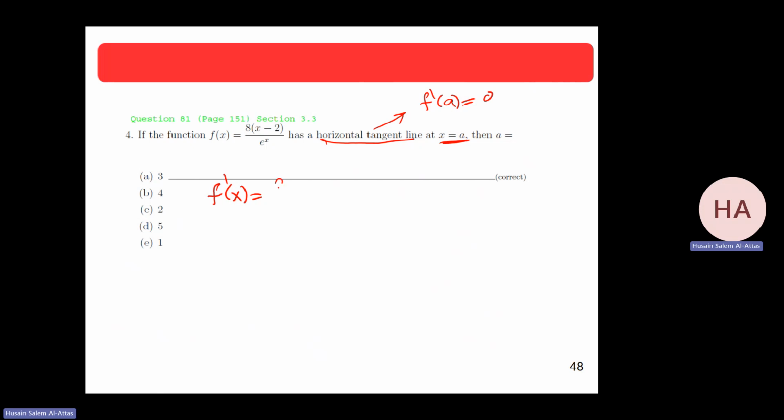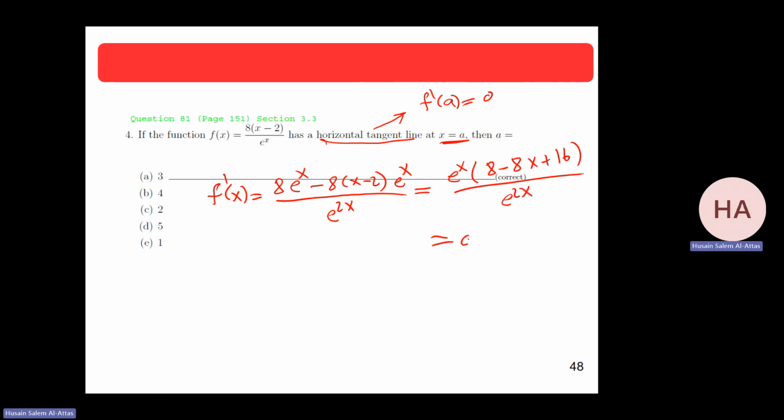Derivative of numerator, which is 8, times the denominator, minus the numerator. The denominator is e to the power x, over e to the power 2x. So I can take e to the power x as a common factor. I have 8 minus, it will be e to the power x, I have 8 minus 8x plus 16 over e to the x. Make it equal to 0.